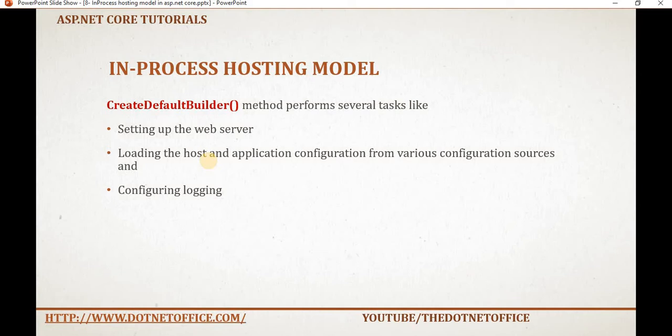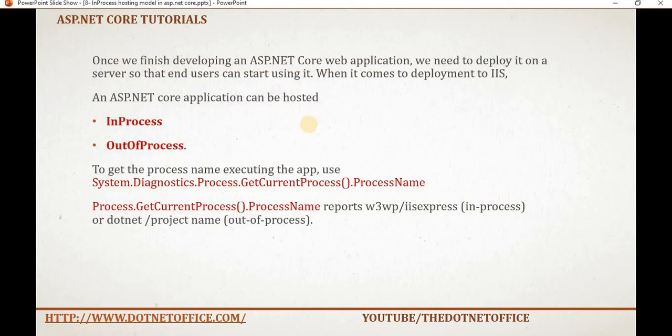So the main use of CreateDefaultBuilder is setting up the web server and the hosting model. In a bit we will understand what the hosting model is and the types of hosting models available in this ASP.NET Core application. So before that, once we create the application in ASP.NET Core and finish developing it, we have to deploy that application to the server so that end users can start using it. And when we deploy that application, it comes to IIS.